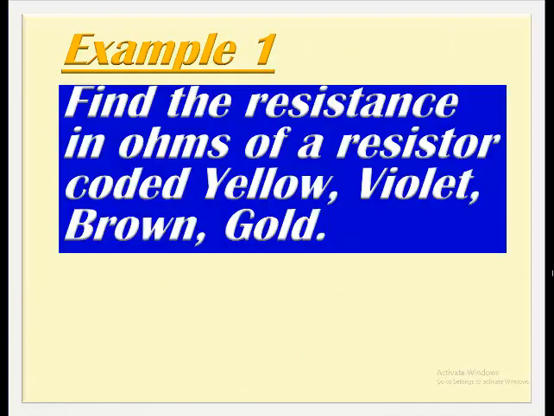Example 1. Find the resistance in ohms of a resistor coded yellow, violet, brown, gold. Solution.